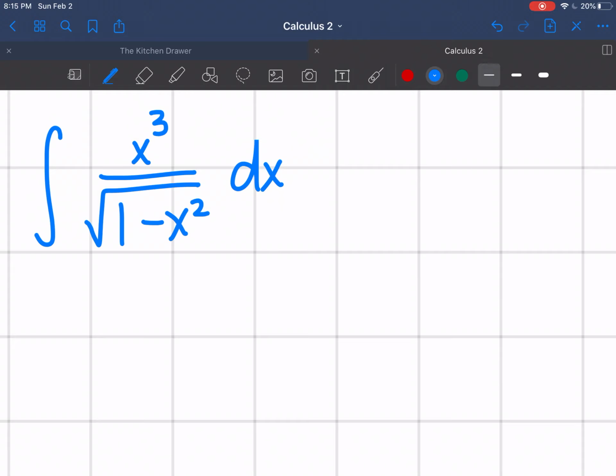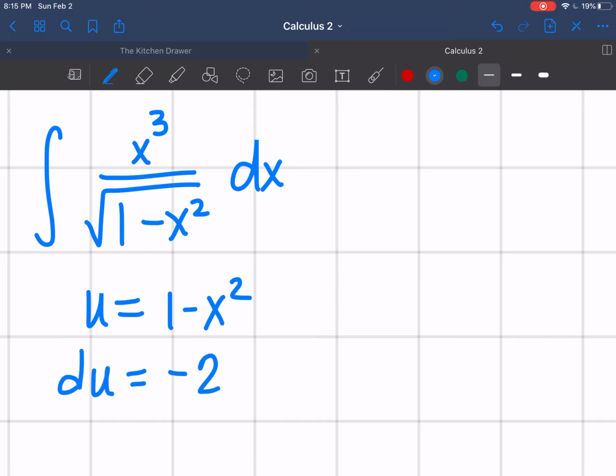Okay, so to work out this antiderivative, we're going to use substitution and let u equal, well, the most natural thing to do would be to let it equal this function inside the square root. So that's 1 minus x squared. So then computing the differential du, we get negative 2x dx.